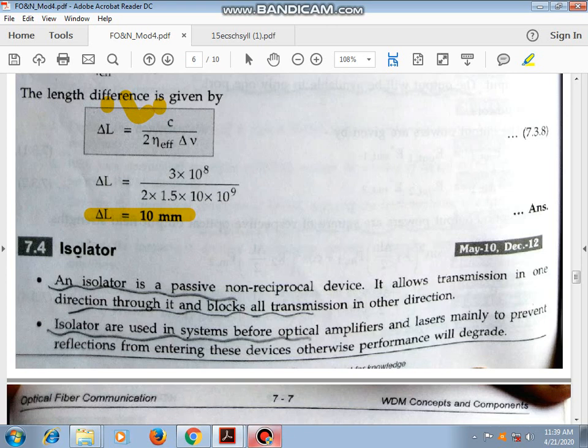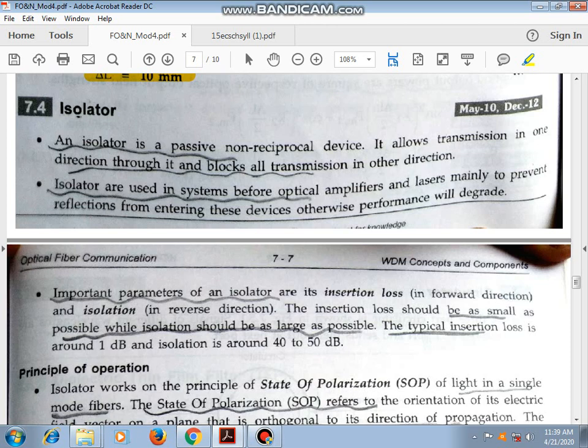Next, we have the isolator. We'll see how this isolator works. What is the meaning of isolator? Isolator means it is like a separator. It is a non-reciprocal device. Non-reciprocal means you can send the signal from one direction toward another direction, but from that other direction you can't send the signal back again to the first stage. You can send the signal from the transmitter end to the receiver end, but the signal will not be transmitted back from the receiver to the transmitter end. So there you can use this isolator.